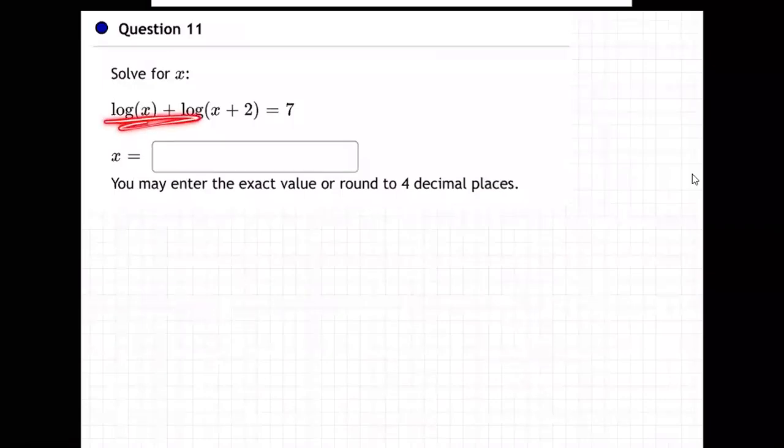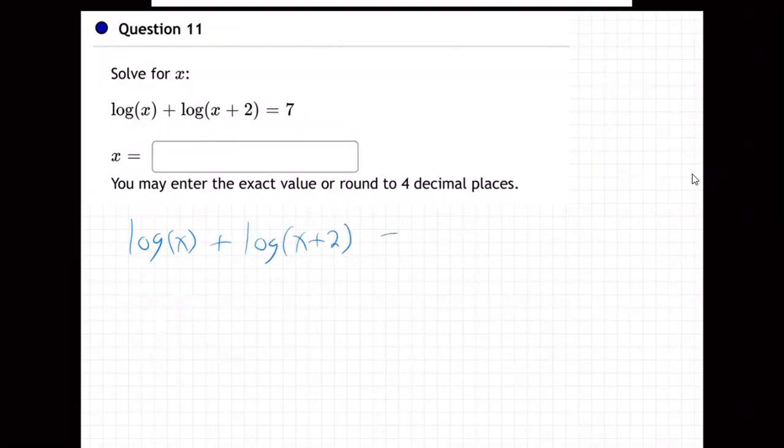Okay, so on this one, they want us to solve, we have two logs added. So let me bring that down. We have log of x plus log of x plus 2 equals 7. So we have two logs added, and we're wanting to solve this equation. This is going to be a long one, a somewhat challenging one.